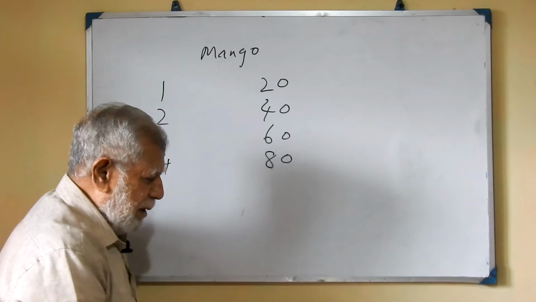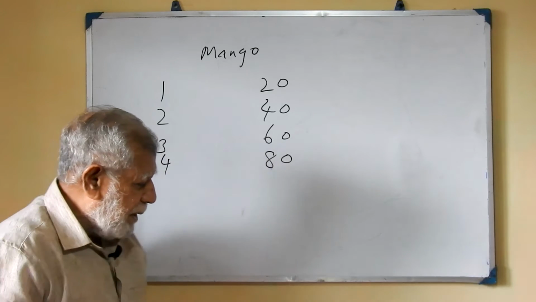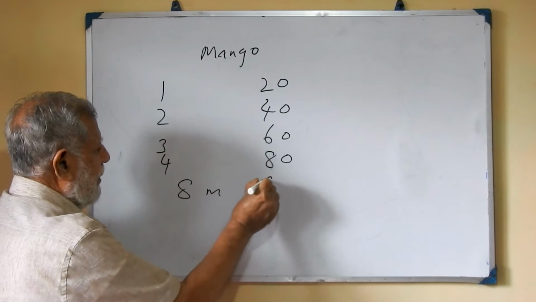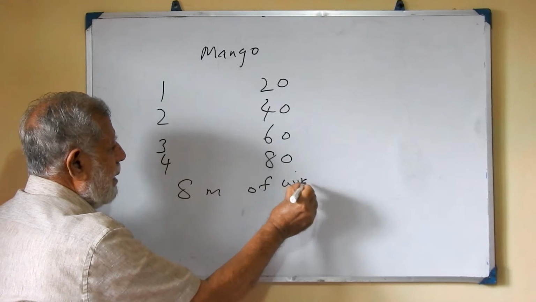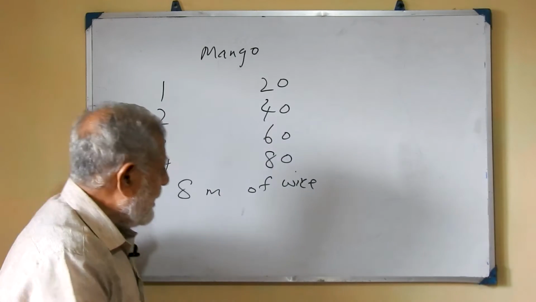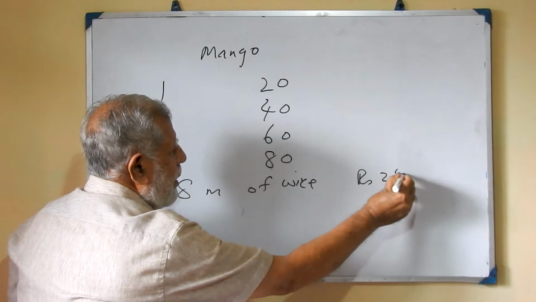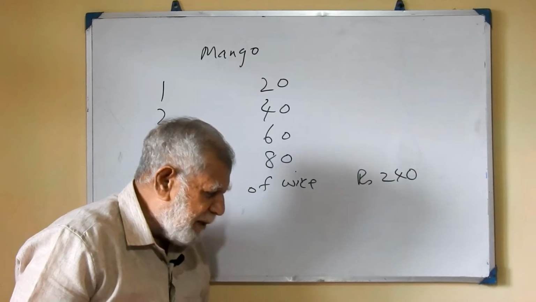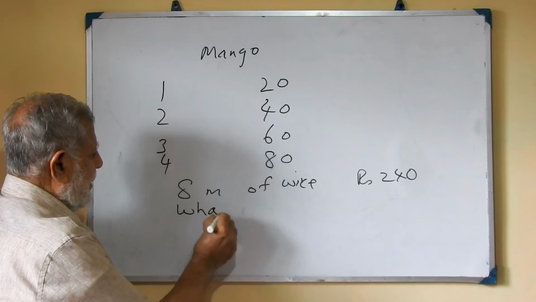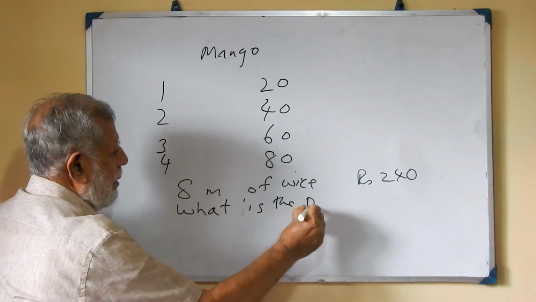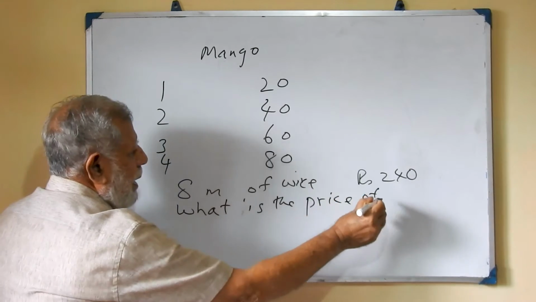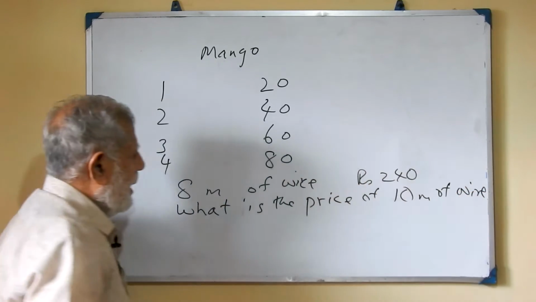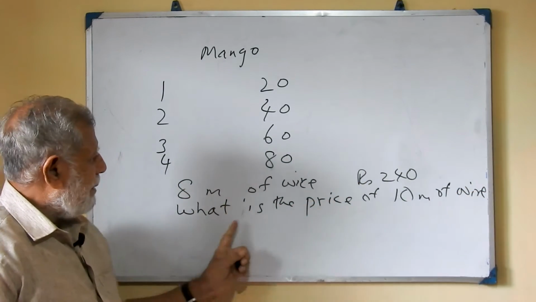Now we'll take a typical sum on this. Suppose we have 8 meters of wire, which costs 240 rupees. The question is: what is the price of 10 meters of wire? 8 meters of wire cost 240. What is the price of 10 meters of wire?